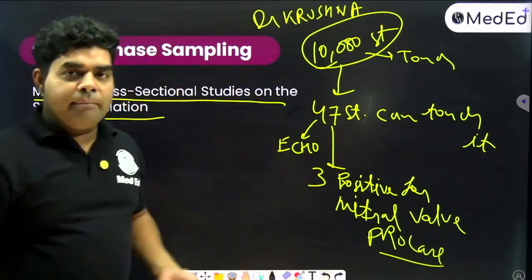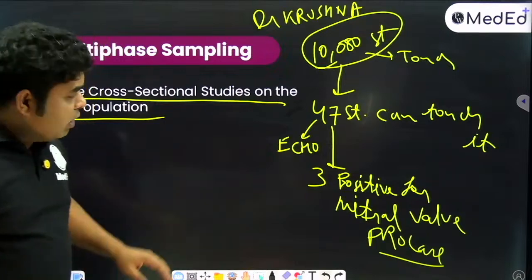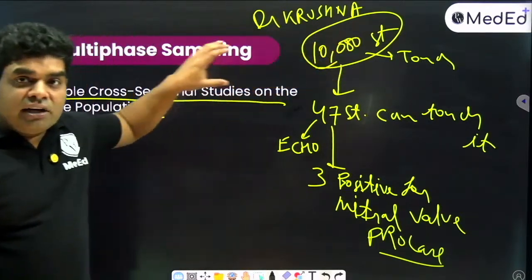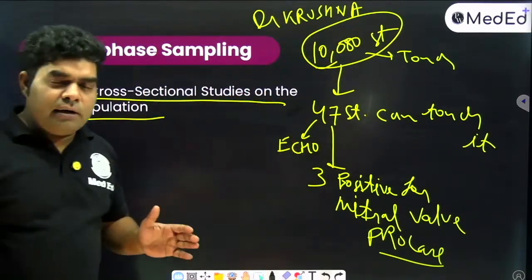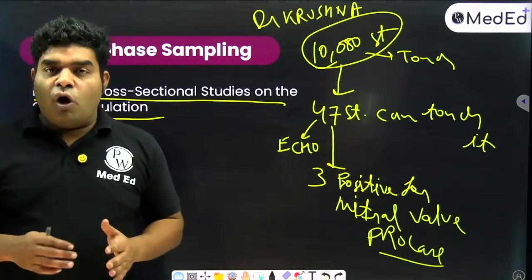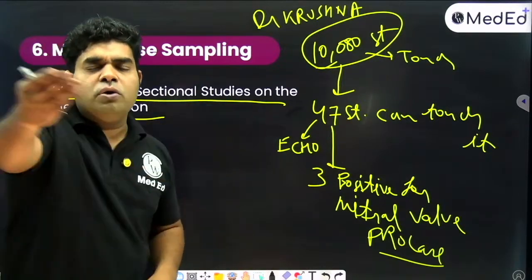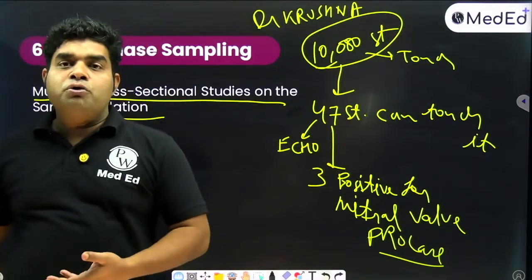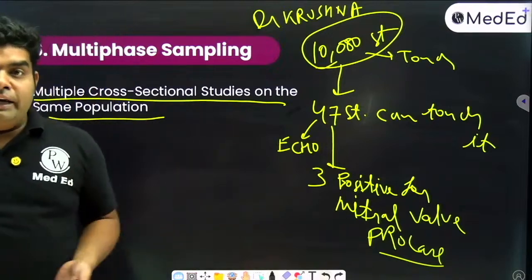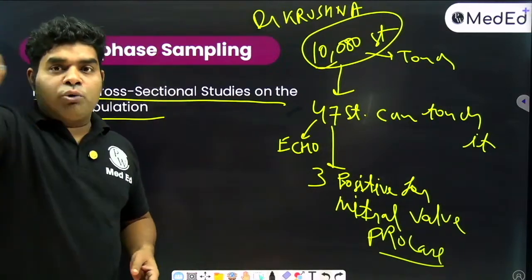This is multi-phase. And what we are doing is cross-sectional study on them. Cross-sectional study is the study which occurs in present moment. Suppose I ask all of you, how many of you use Tinder or Happen dating app? And suppose 10 people out of 100 said, yes, I am using it.